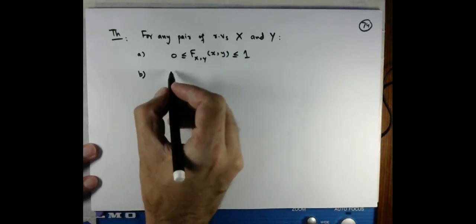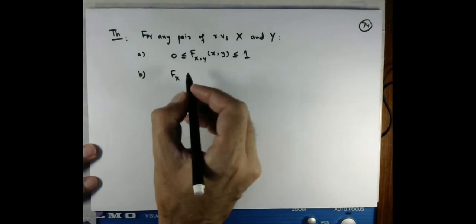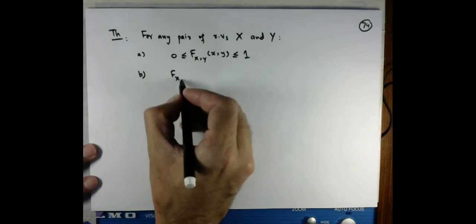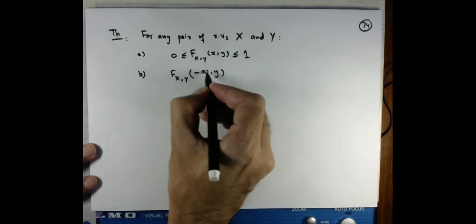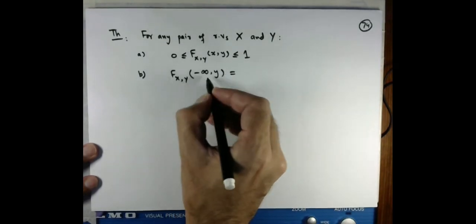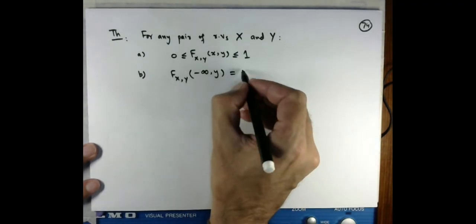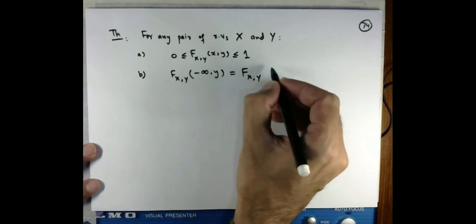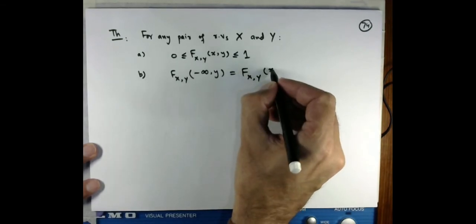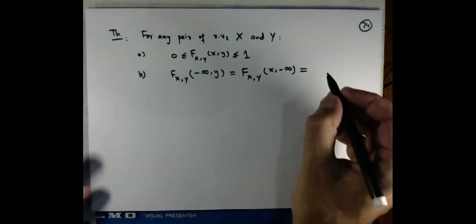In part B it says that F sub X,Y of minus infinity, y is equal to F sub X,Y of x, minus infinity, and this should be equal to 0.